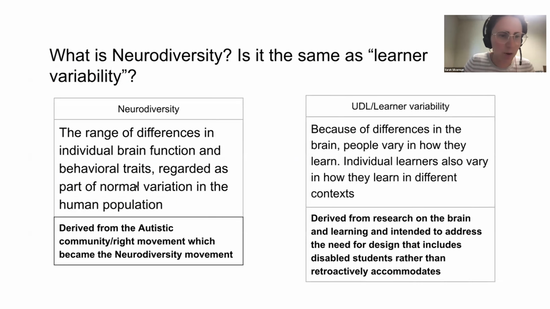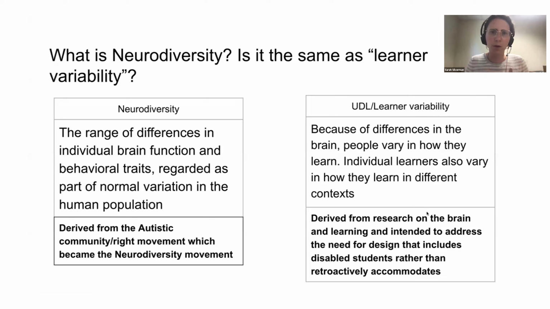Okay, there we go. So I summarized them also that way, that UDL or learner variability tends to focus on learning, and neurodiversity is a little bit more broad. What I also want to introduce is the idea that these come from two different intellectual contexts. Neurodiversity is derived from the autistic community and the autistic rights movement, which became the neurodiversity movement. UDL and learner variability are derived from research on the brain and learning, and they are intended to address the need for design that includes disabled students rather than retroactively accommodates them, and also emphasizes the benefits of some of these design strategies for all students, not just disabled students.